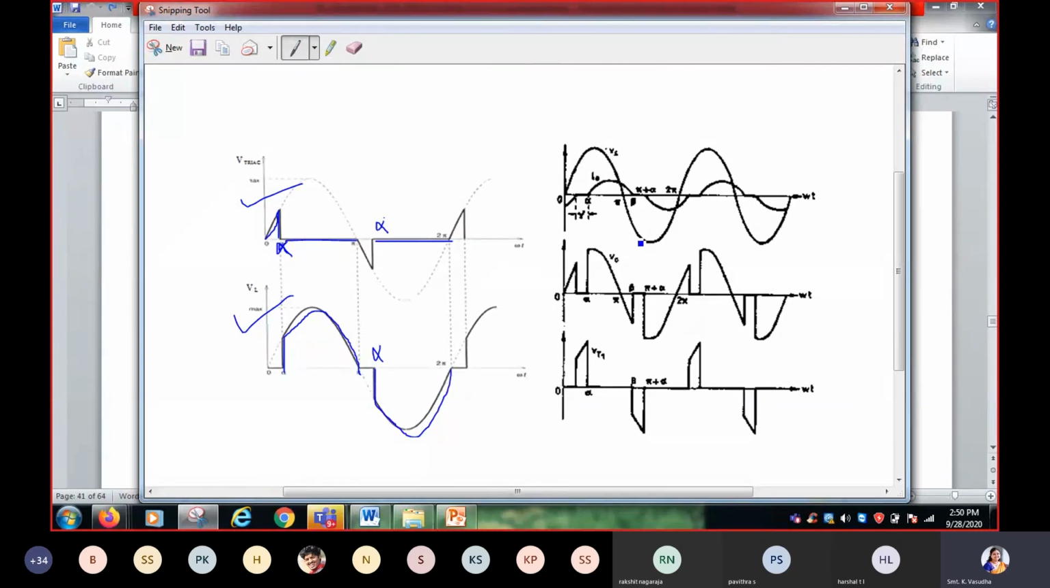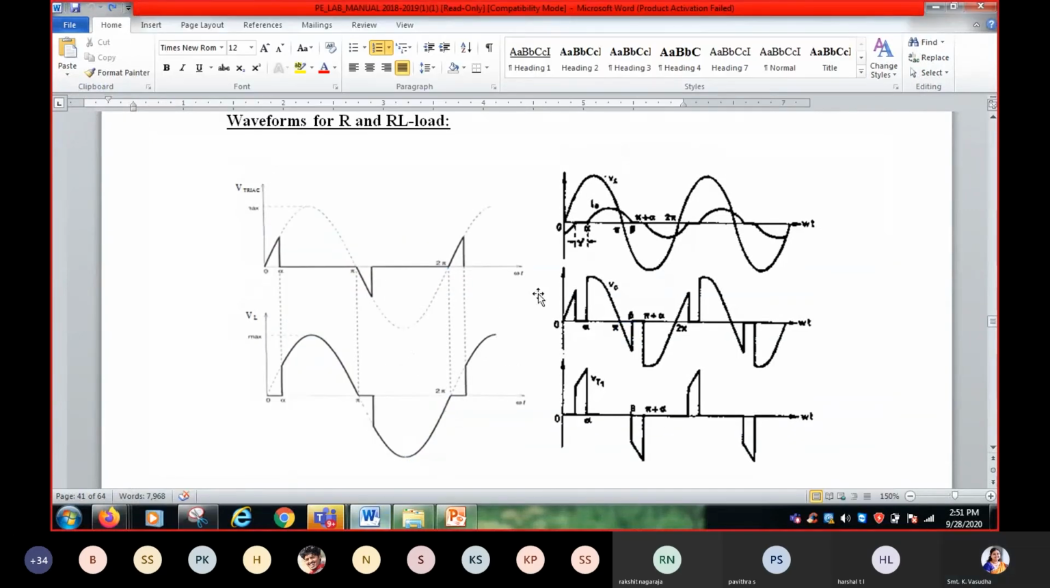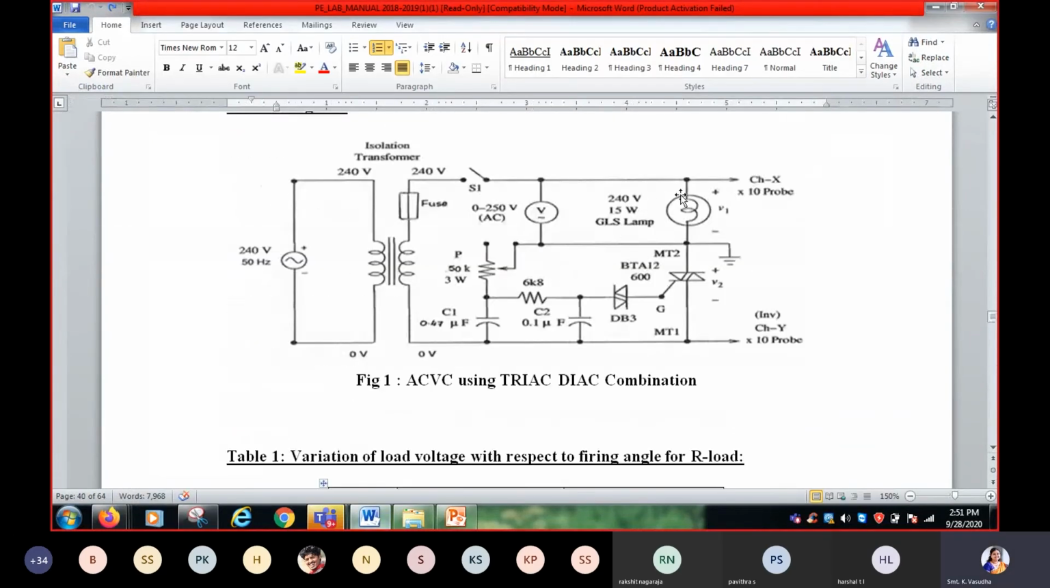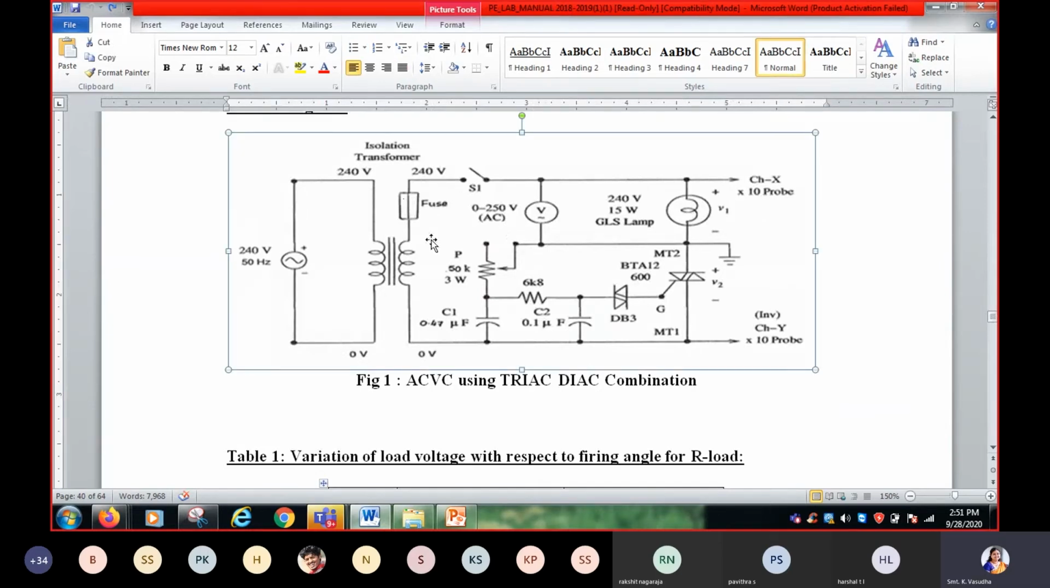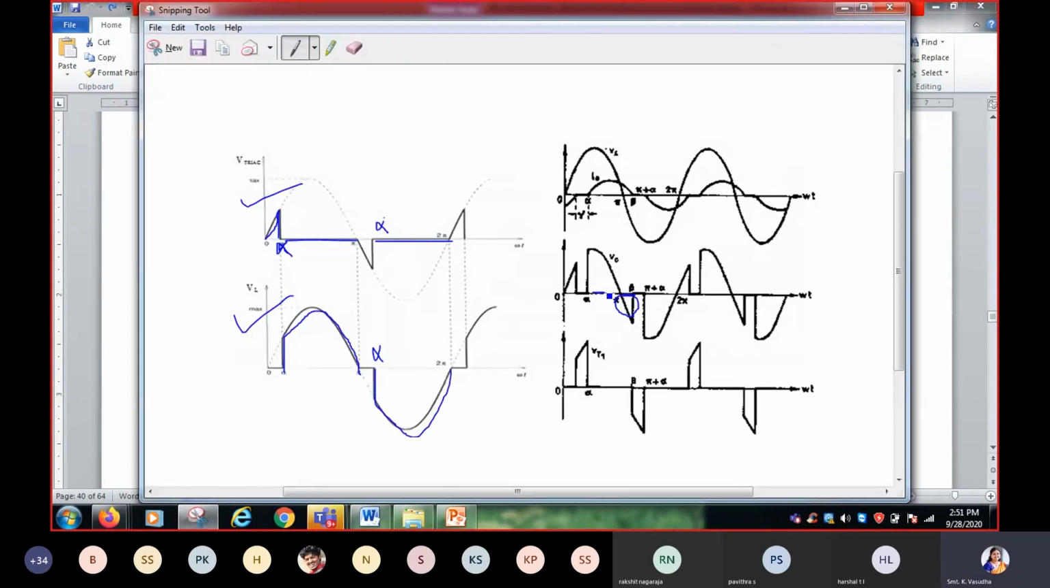In case of RL load, during the on period of the triac, the inductor gets charged. That will be discharged during the negative half cycle. We can see from the circuit. If I place an RL load here, from alpha to pi, the current will be flowing through the load. See, this is the duration. From alpha to pi, current will be flowing through the RL load.